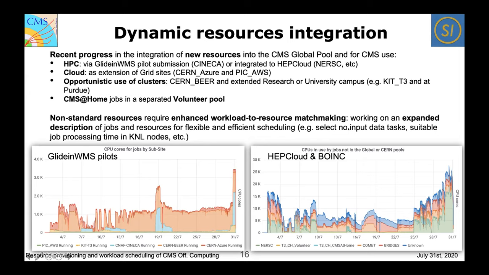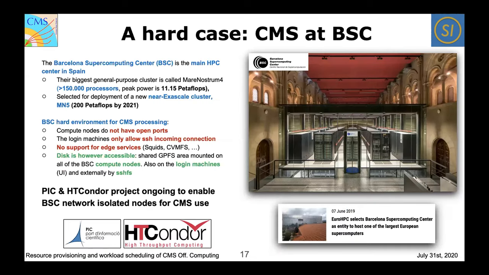Or for example, maybe some of the resources lack a direct access to a nearby storage. So we only can run simulation tasks. So we need to go a bit farther in the matchmaking of resources for this type of machines. A hard case, just to mention it, we have the Barcelona Supercomputing Center.